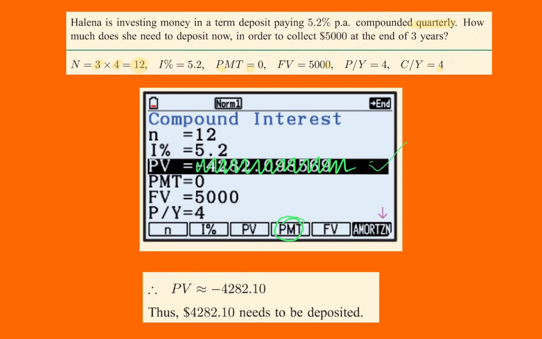Note, really important note here. The calculator is going to give you a negative. If you write down your answer as negative 4282, it will be wrong. You need to write a positive answer in this sentence. That amount of money needs to be deposited. All right, excellent.